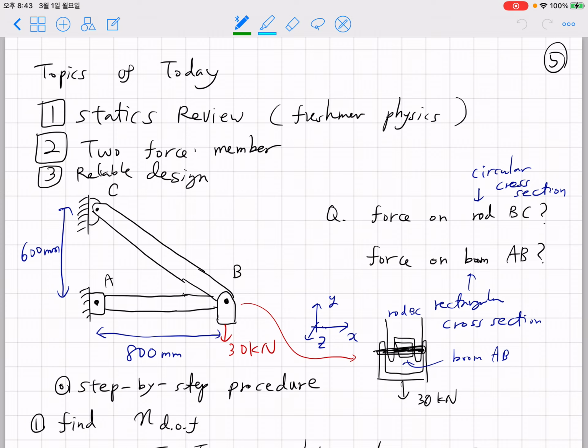So the topics that I'll cover today are the following. I'll talk about statics, two force members, and reliable design. I'm not gonna get into full details, but I want to give you a brief introduction about a review of freshman physics and a little bit smarter way to solve a statics problem, which is the two force member. Based on that, how we can say a design is safe or not, whether the design is reliable or not, based on the stress obtained from statics analysis and the material property.